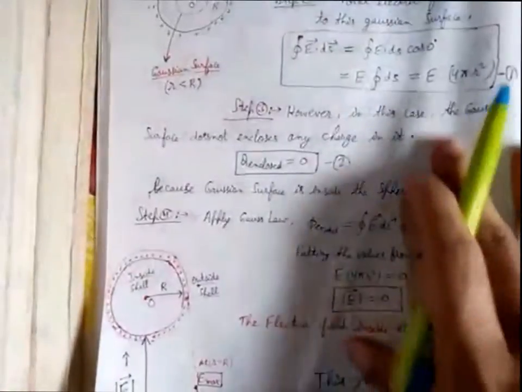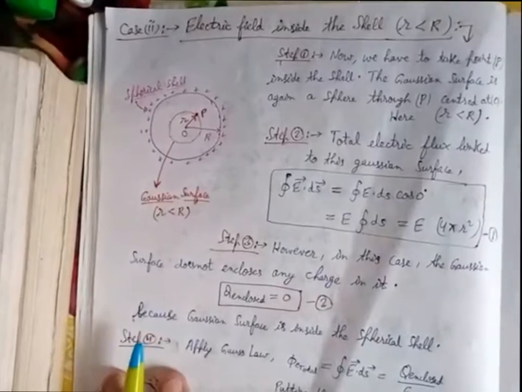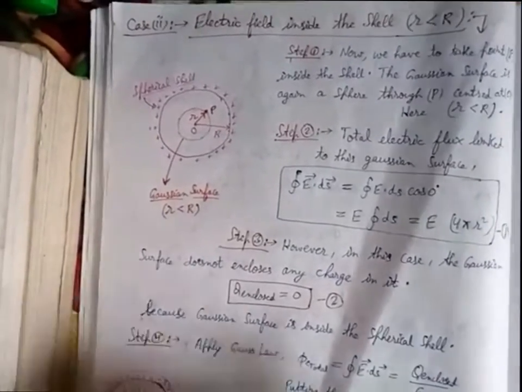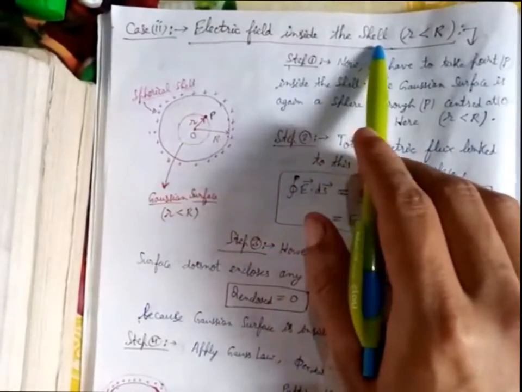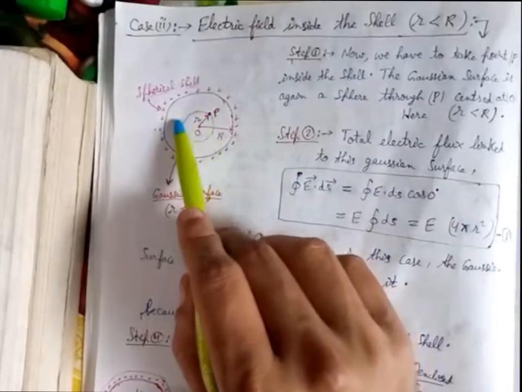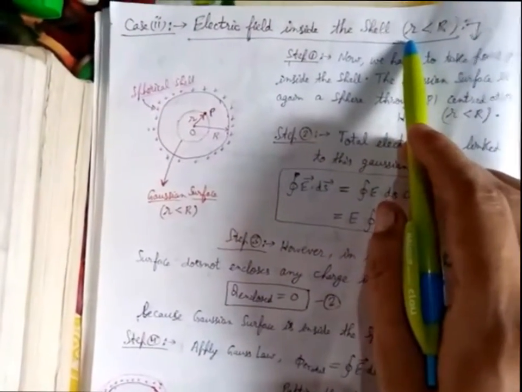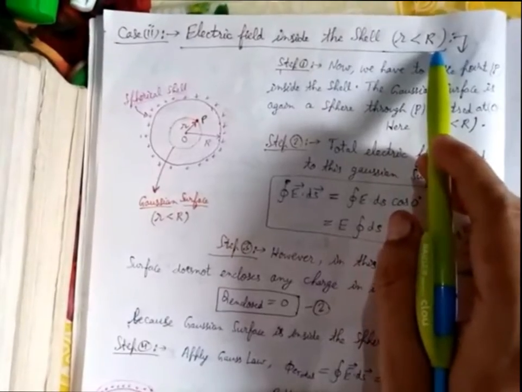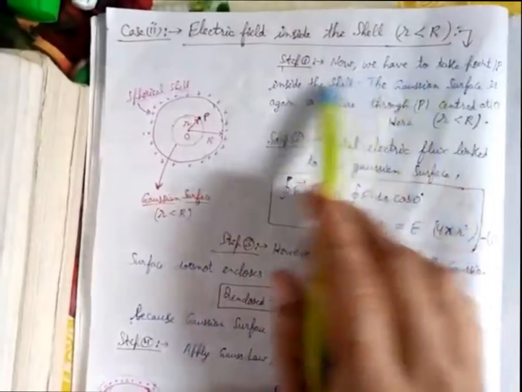Now the second case, that was the first case. And now the second case is electric field inside the shell. It means now we have taken the point P inside the shell, and this small r radius is less than capital R. So in this step 1, now we have taken a point P inside the shell.